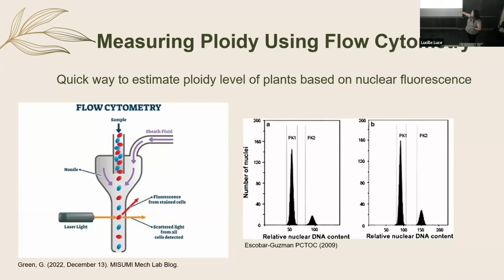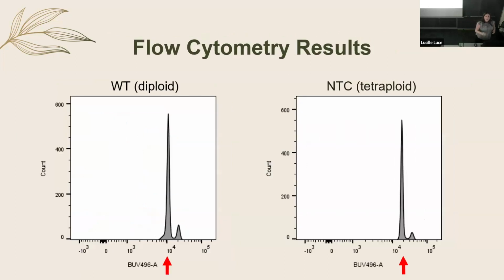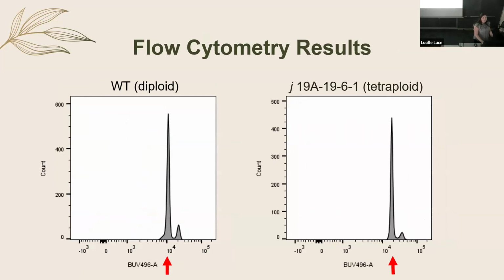So on the left, you have a diploid peak at 50, and on the right, you have a tetraploid peak at 100. For my samples, this is exactly what I saw. On the left is my wild type, and I had a fluorescence level of 10,000, but my non-transformed control, or the tetraploid wild type that I expected, was at 20,000, doubling the fluorescence peak, indicating to me that it was a tetraploid.